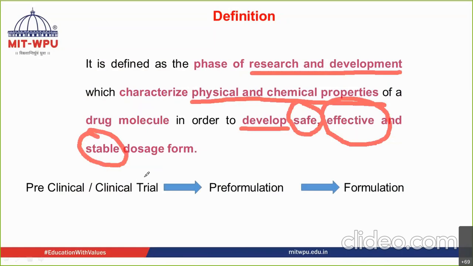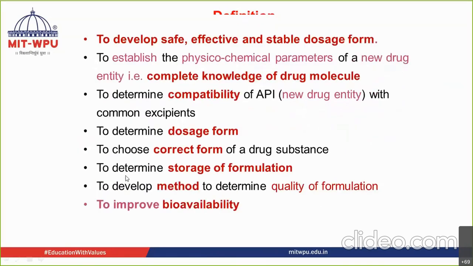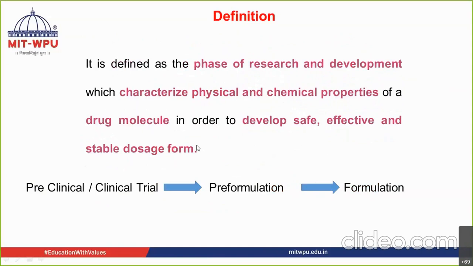Okay, so these three are the conditions of a dosage form, and in order to have these conditions satisfied, we have to do some research and development. And what research and development are we going to do? We are going to study the physical and the chemical properties of that drug. Okay, so once again, regarding the definition, what is preformulation? Preformulation is a phase of research and development which characterizes, or to put it simply, studies the physical and chemical properties of a drug molecule. Why? In order to develop a safe, effective, and stable dosage form.